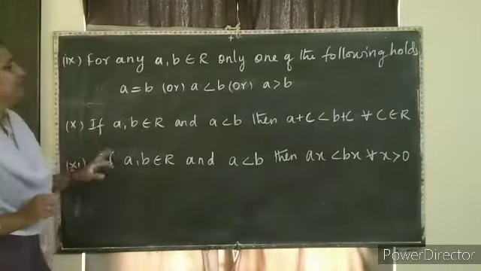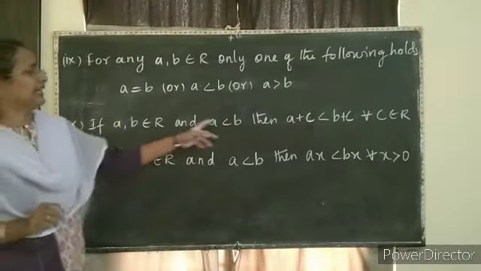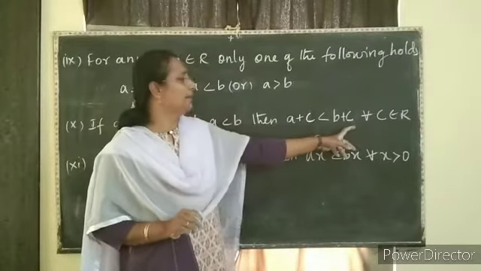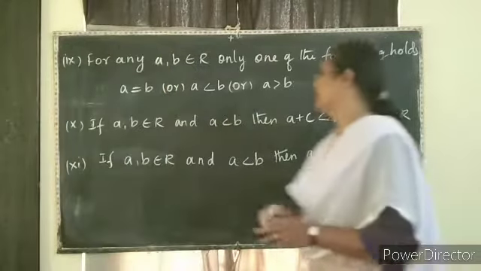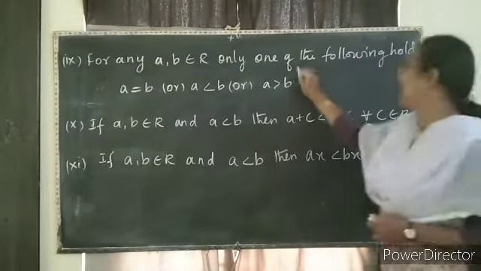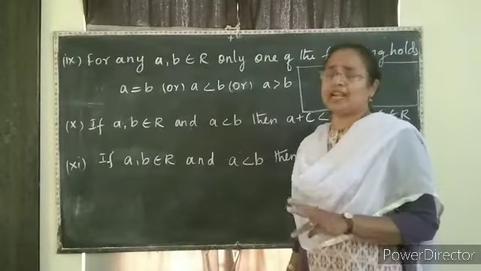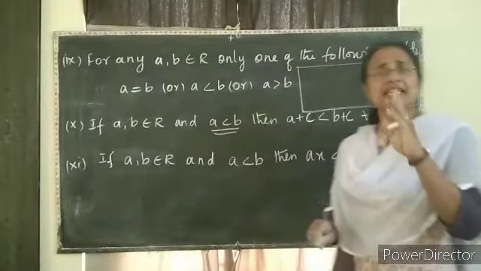Okay, very simple. Now look into this. If a, b belongs to R and a is less than b, then a plus c is less than b plus c for all c belongs to R. This is very important too. Now look into this: a plus c, for any two numbers a, b belongs to R. Now this condition holds, that is a is less than b.